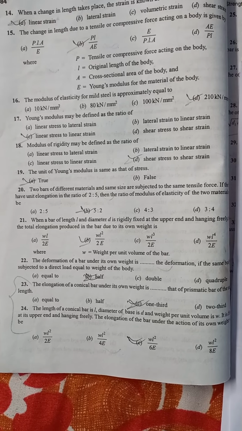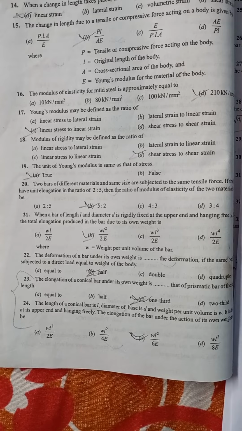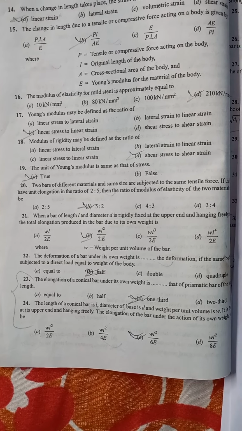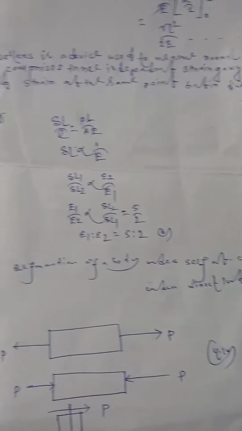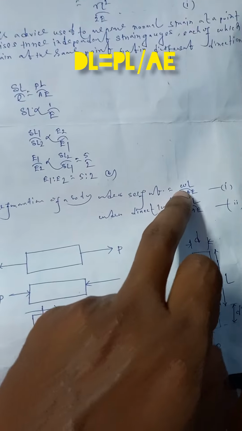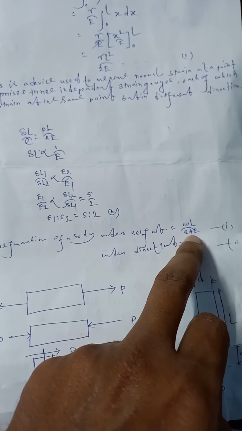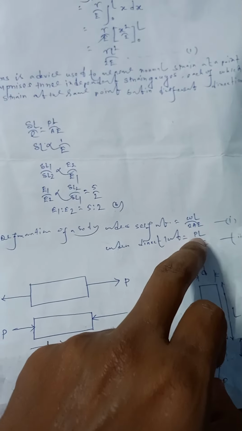Next question is question number 22. The deformation of a bar under its own weight is how many times the deformation if the same body is subjected to a direct load equal to the weight of the body. So friends, for question number 22, we know that the deformation of a body under self weight is WL by 2AE, where W is the self weight of the material or body.